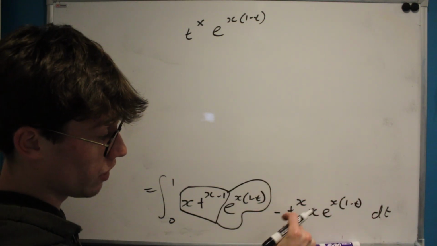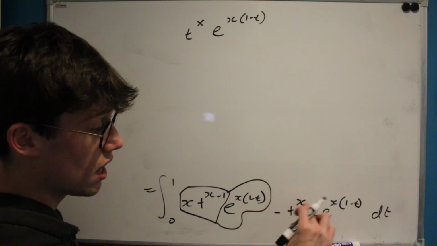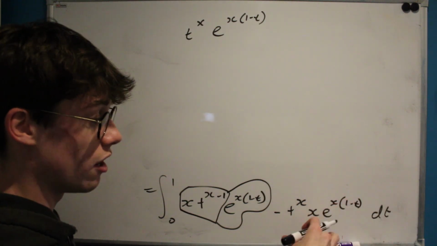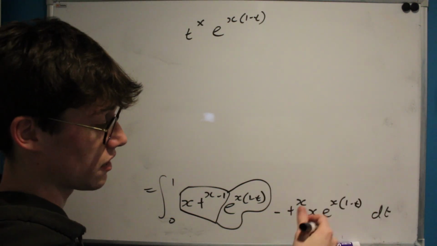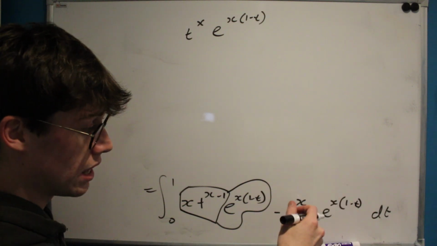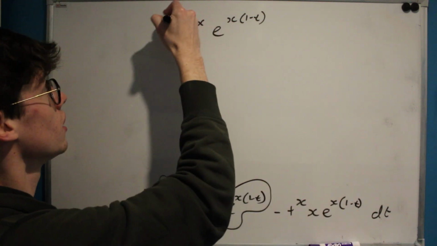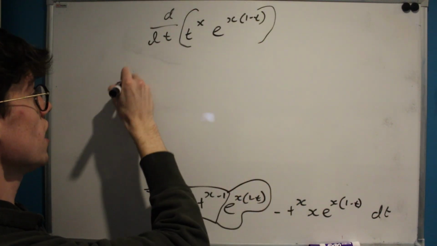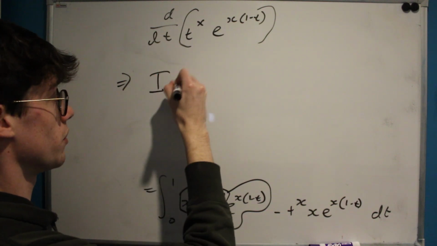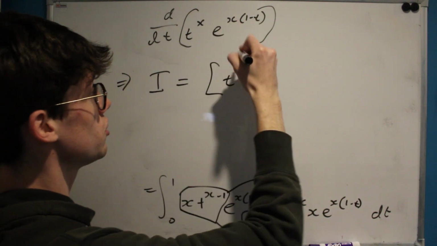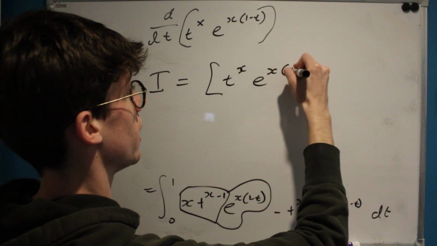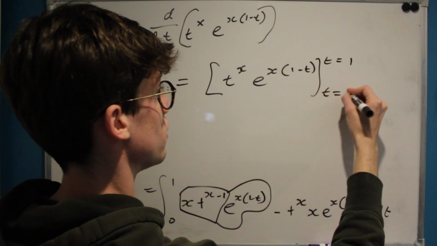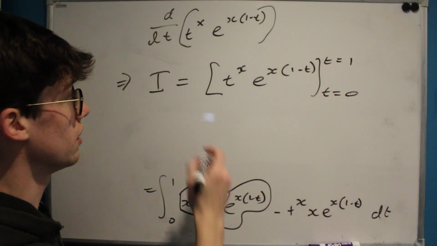So what we'd expect to do over here is to keep our t to the x the same and multiply that by the derivative of e to the x times 1 minus t, which does end up being negative x e to the x times 1 minus t. And so this clearly here is just the derivative with respect to t of the following function, and so that implies that our integral must be equal to this original function, t to the x times e to the x times 1 minus t, evaluated between the bounds that we have, and that is of course 1 and 0.